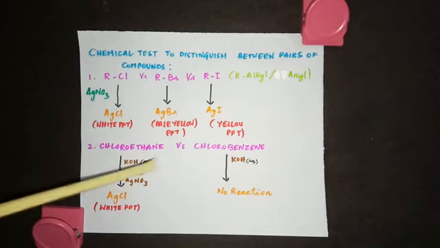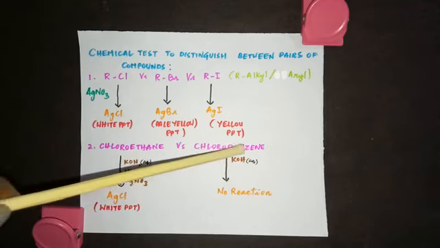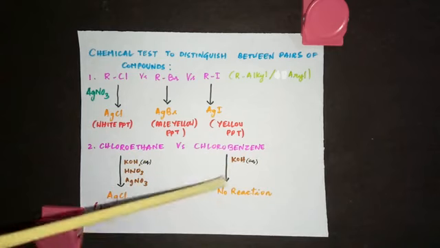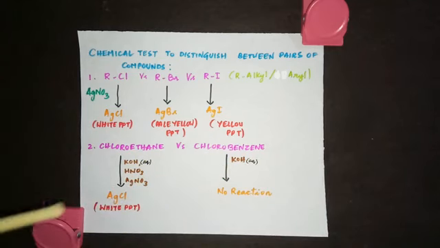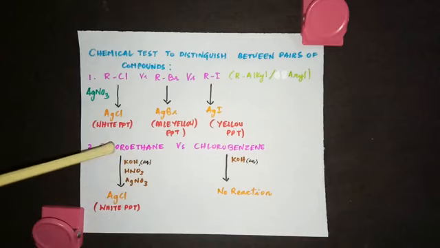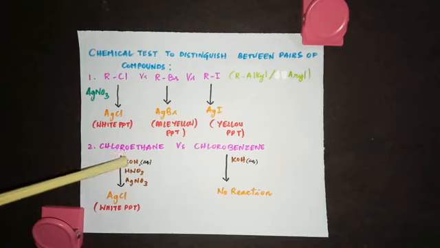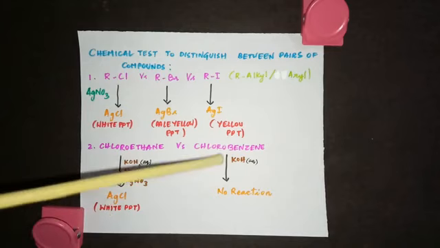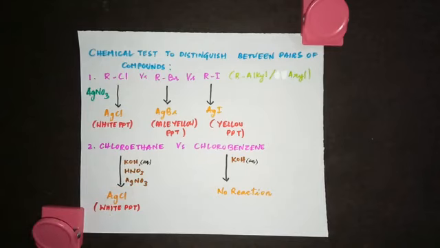When you add all these reagents to chlorobenzene, or if you treat it with KOH itself, no reaction will take place. So you will not get any colored precipitates. But in the case of chloroethane, you will get a white precipitate. So this is how you have to distinguish. You should write: when chloroethane is treated with KOH followed by HNO3 and then silver nitrate, you will get a white precipitate, whereas chlorobenzene will not give any reaction.